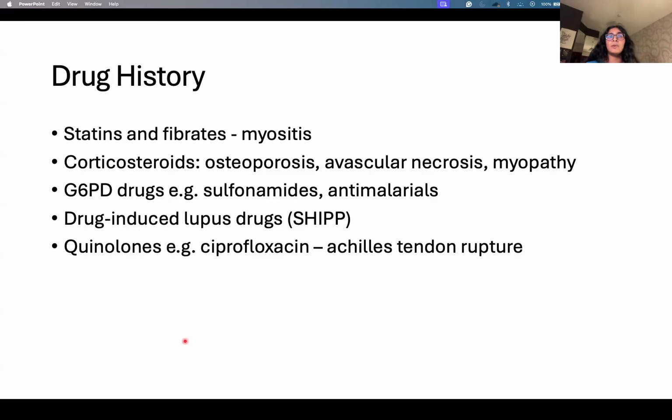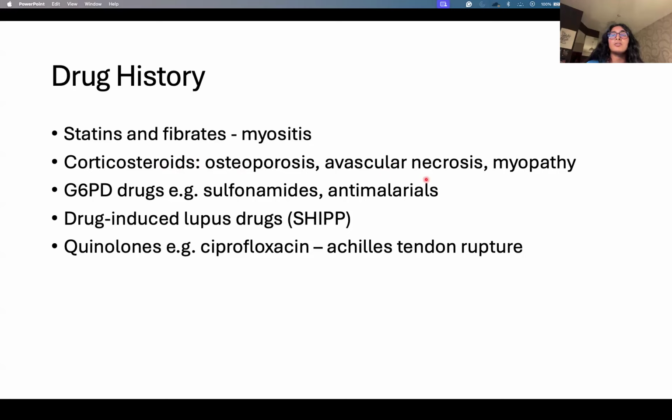So, drug history. We mentioned a bit earlier that there's certain drugs that put you more at risk of joint pain or can directly cause joint pain. Some of these you might actually have to do some drug counseling about in your OSCEs. Definitely these top two. Statins: one of the side effects would be myositis. Fibrates are another type of lipid lowering drug, both of which, especially if given together, can cause myositis, which is inflammation of muscle cells. Corticosteroids cause a whole host of problems, so osteoporosis. You need to be giving bisphosphonates with corticosteroids, as well as PPIs.